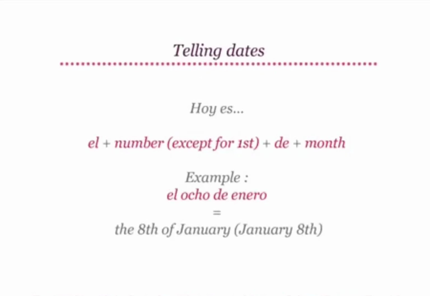The structure in Spanish is el, then number, except for first, then de, and then the name of the month. Let's look at 8th of January. 8 is ocho. Of becomes de. And January is enero. Hence, to say 8th of January, we say el 8 de enero, which literally means the 8th of January or January 8th.